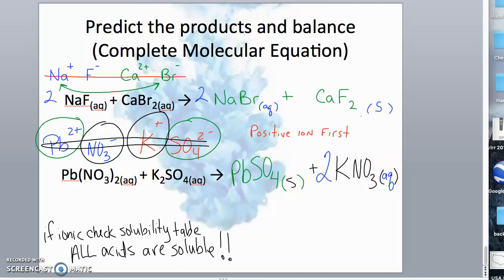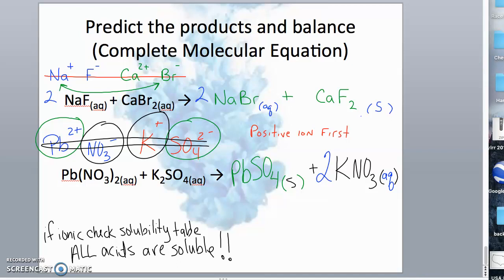Sodium and bromine will combine in a 1-to-1 ratio, forming sodium bromide. There are 2 fluoride ions needed to combine with calcium to form a neutral compound. Next, I'll go to my solubility chart to see if either product will form a precipitate or is insoluble in water. The next step is to balance the equation.